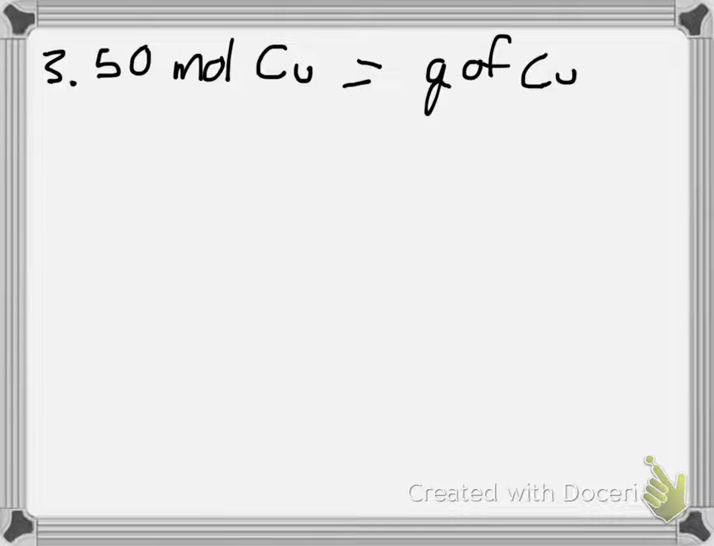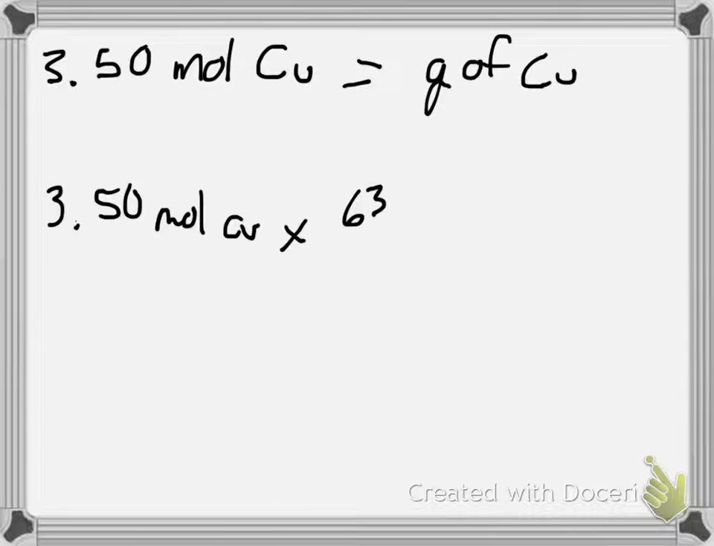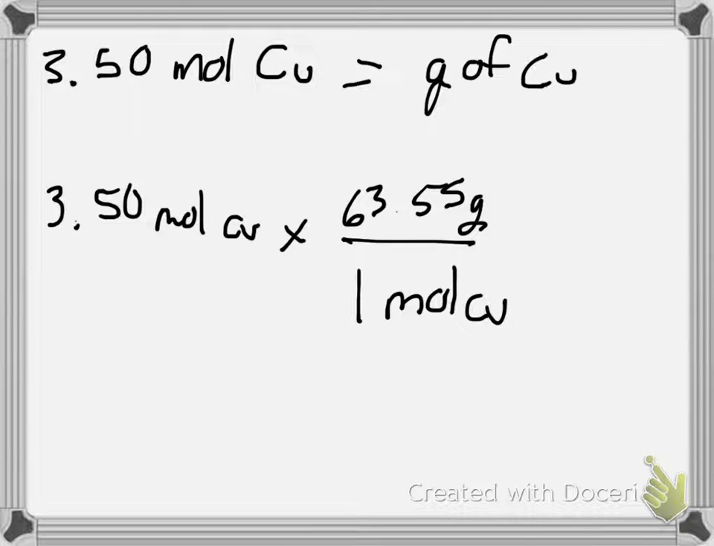So, to start this problem, we would say, I know I have 3.50 moles of copper, and I know from the periodic table that the molar mass of copper is 63.55 grams for every 1 mole. Notice that I put moles on the bottom specifically so that they would cancel out with the moles that I have, and I would be left with roughly 222 grams of copper.